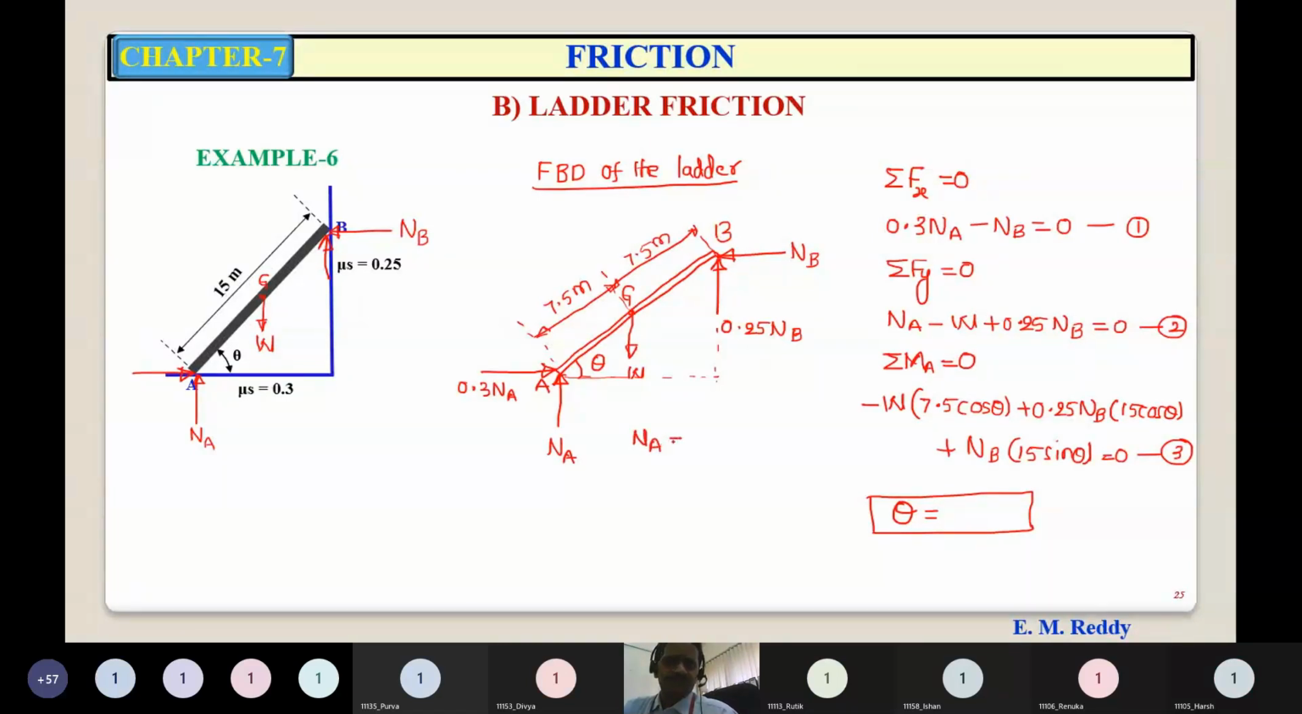So I have got NA = 0.93 W, NB = 0.28 W, and theta = 60.487. If anybody is getting this value 60.487, please let me know. Sir, I am getting 60.08. Very good. Okay.